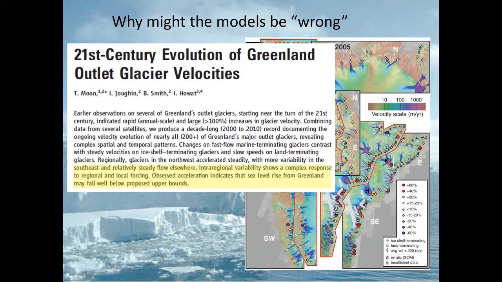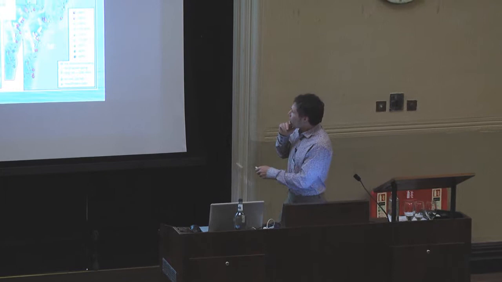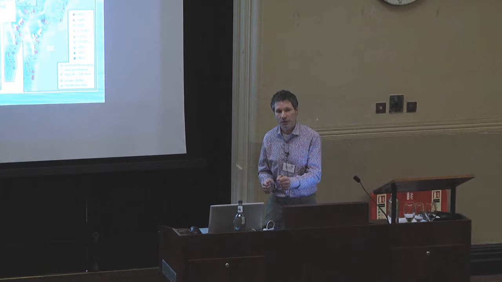This is a nice paper by Twila Moon, who's a postdoc, a PhD student at Bean Jockeys. Details don't really matter, but this is Greenland, and these are different estimates of velocities over about a 10-year period. The colours show speed ups and slowdowns. What they show really graphically and nicely in this study, which was published in Science last year, I think, is that these glaciers along the east coast of Greenland are all experiencing the same climate forcing, but they're all responding in a really rather different way.